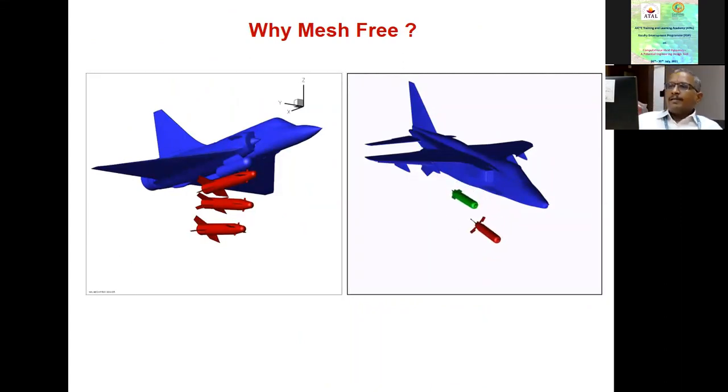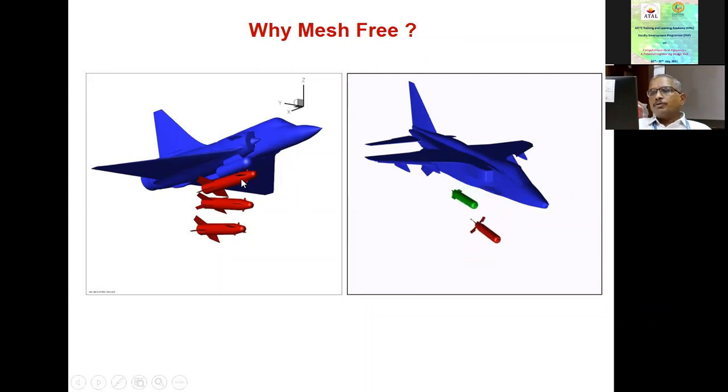This is a typical example where I'm showing whether there would really be a need for a mesh-free approach. See, on the left-hand side, you have one configuration where the body is separating out, and at each instant, the separating body itself is quite complex. There are a lot of fins at the end portion of this body, even near the nose of the body, and the parent aircraft itself is quite complex.